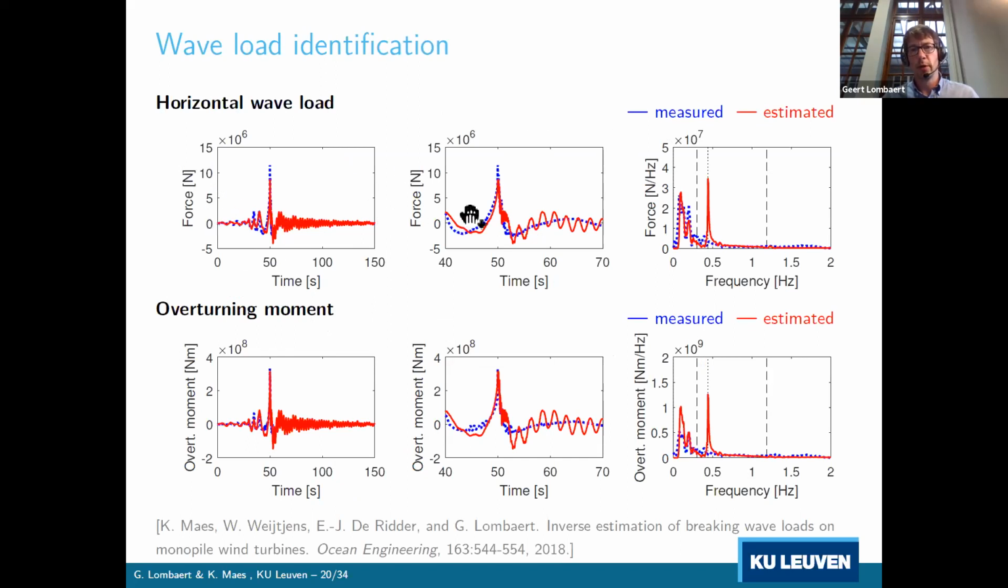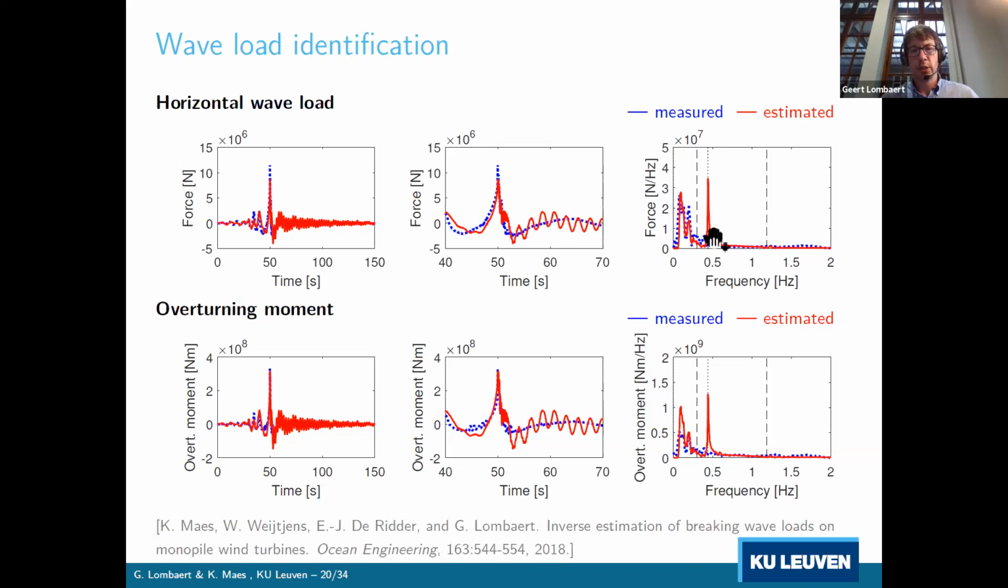So, full-time record, more detailed time history, and then a frequency spectrum of the force. Here again, the agreement is quite reasonable, but one of the things that stands out if you look at these results is the spurious oscillation, which we can see in the estimated input, in the estimated force. And these also appear as a peak here in the spectrum.